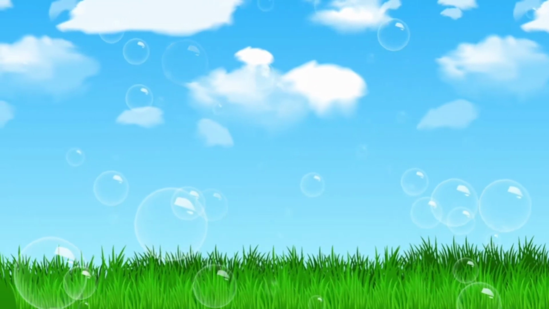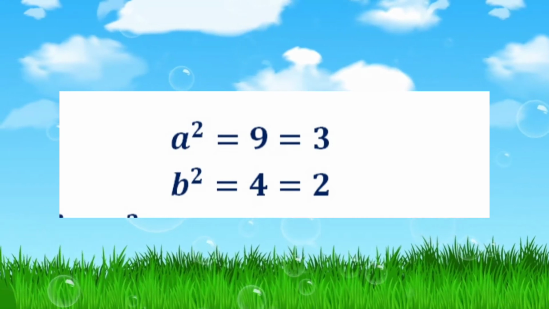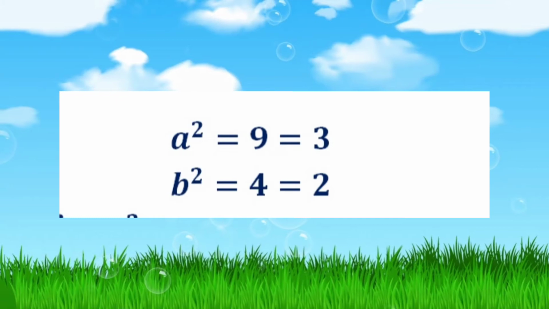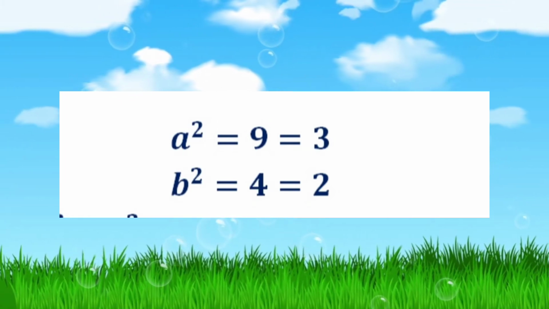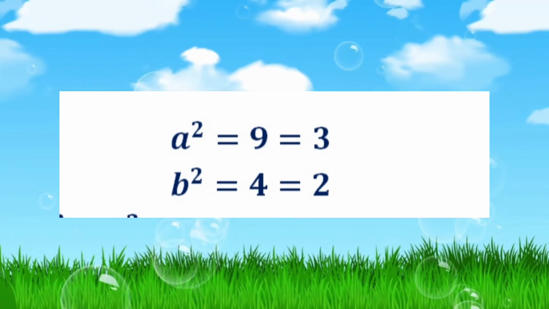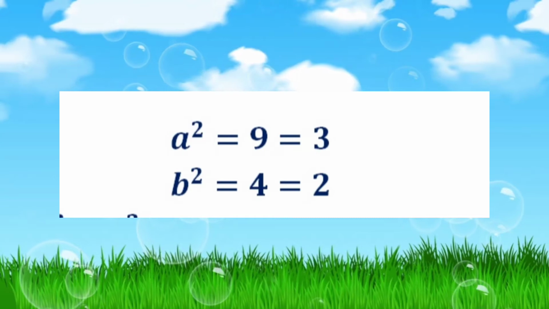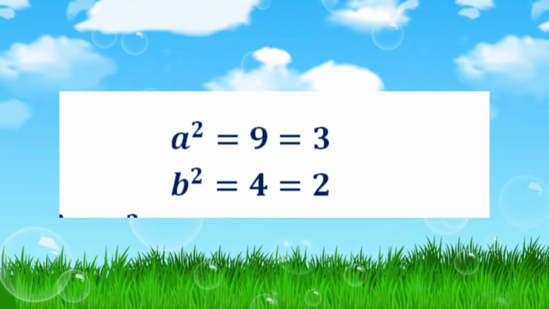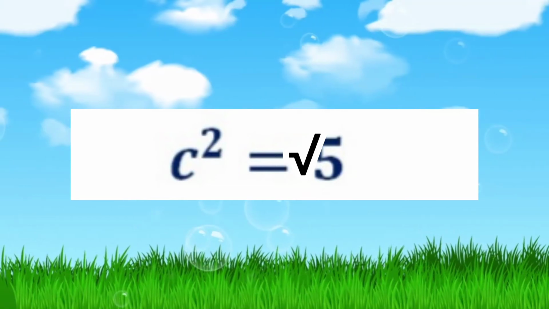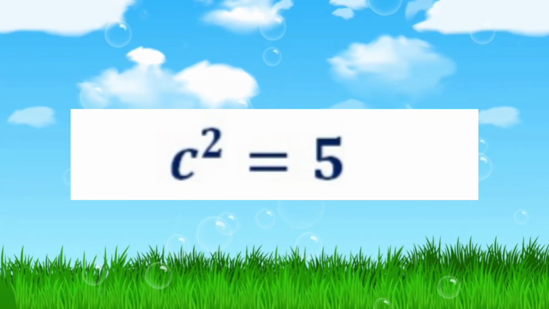However, this is not yet the final answer. Since a squared equals 9, we can take the square root. So the square root of 9 will be 3, and that's the value of our a. The square root of 4 is 2, and that's the value of our b. For the value of our c, which is the square root of 5, since 5 is not a perfect square, we will just retain its value as the square root of 5.